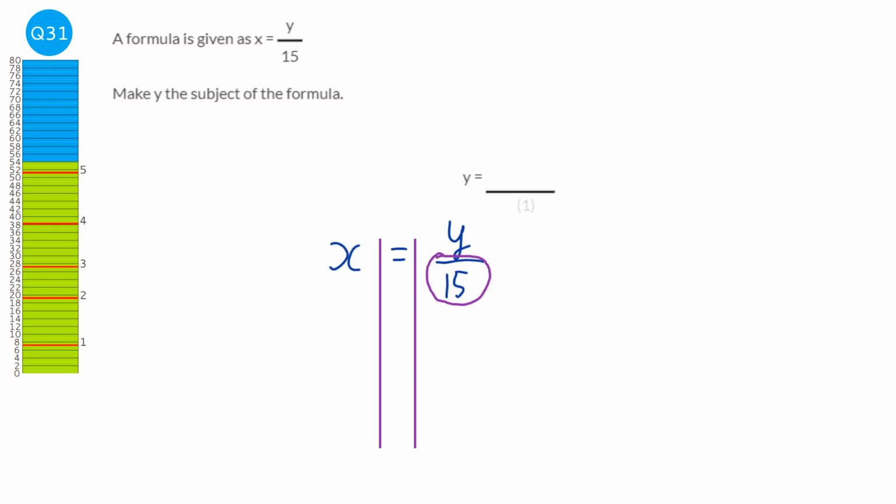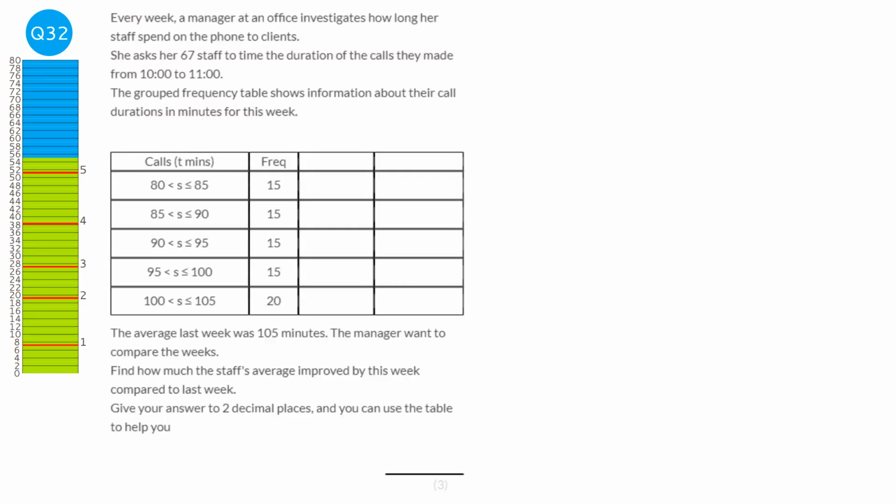So how do we get rid of that divide by 15? Well, we do the inverse or the opposite, which is times 15. So we go times both sides by 15. x times 15 is 15x, and it will get rid of this fraction here and just leave y. So y is 15x.